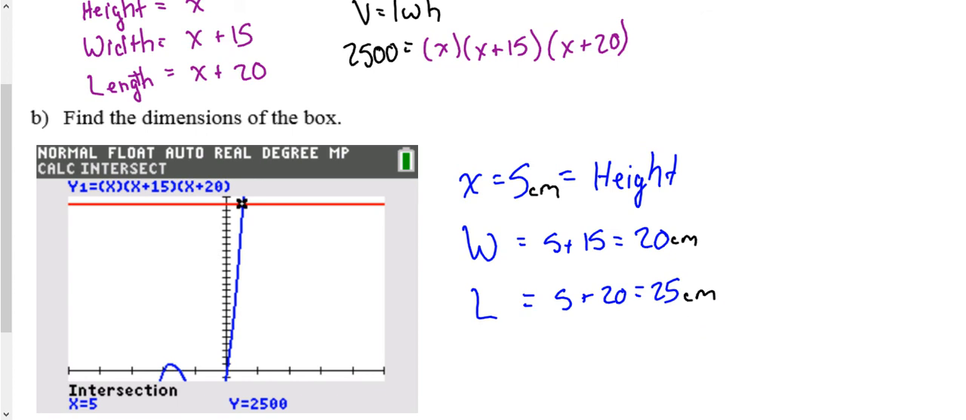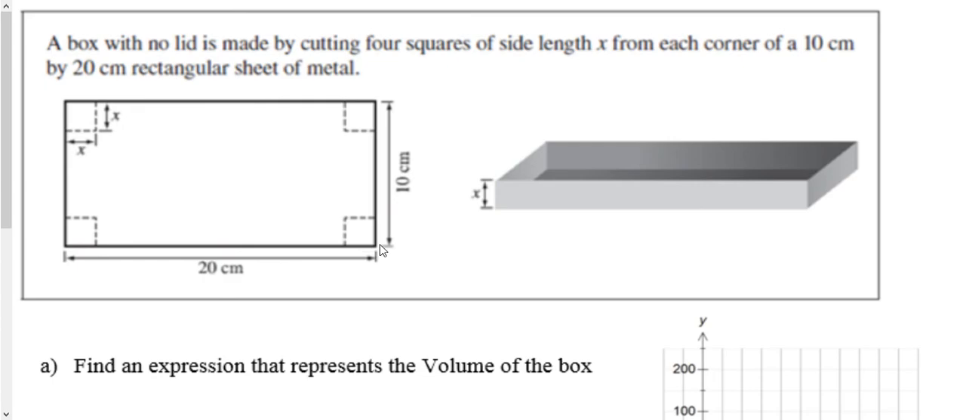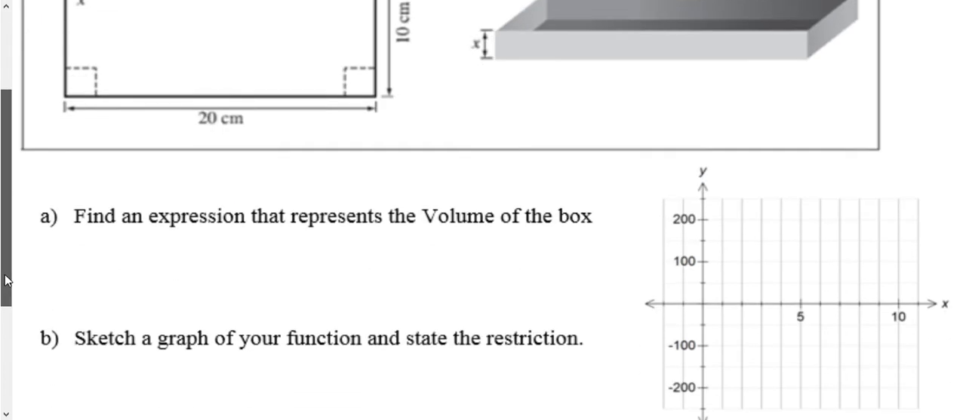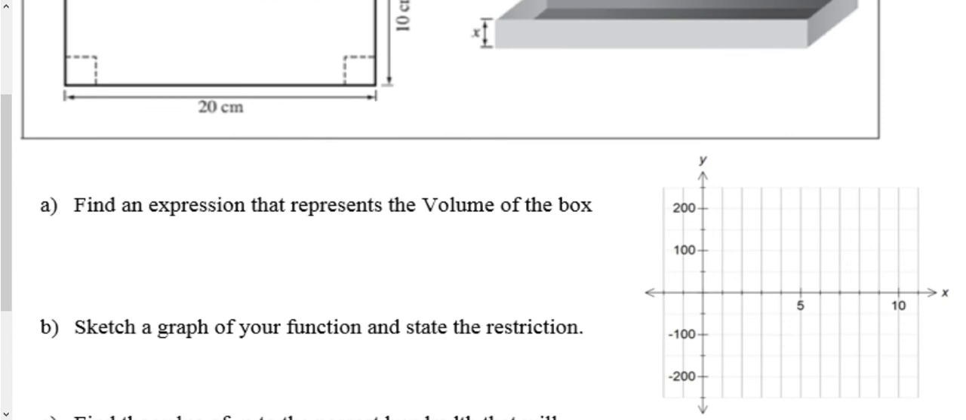There we go. On this next one here, this is straight from good old 10C mathematics. This one says you have a box with no lid right there. It is made from cutting 4 squares out from each side. You have dimensions of 10 by 20, so what is the volume? Find an expression that represents this volume, and this was from 10C, if you can imagine.